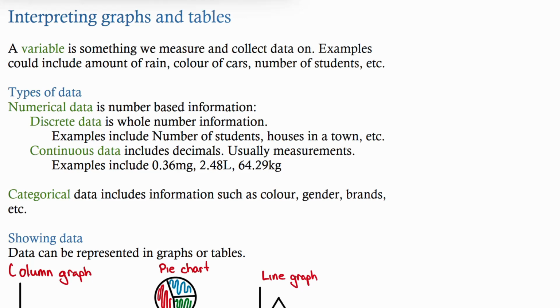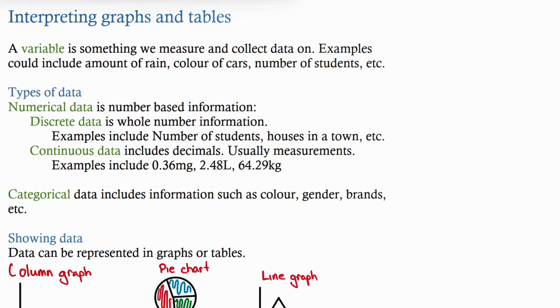We're looking at data, statistical information, and this video is going to focus on interpreting graphs and tables. Before I begin, I just want to cover a common word that you'll come across in these types of questions, and that word is variable. A variable is something we measure or collect data on. Examples usually include amount of rain, color of cars, number of students. These are all variables. You'll see it very commonly when you're doing a science practical.